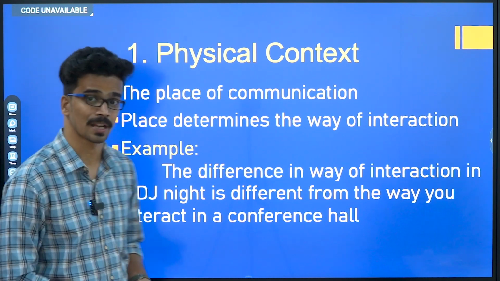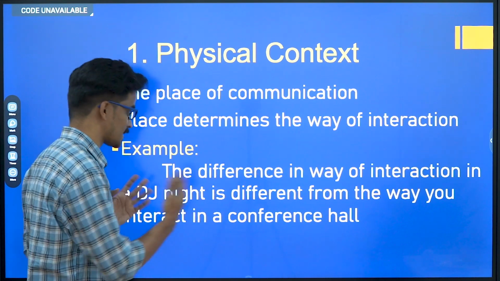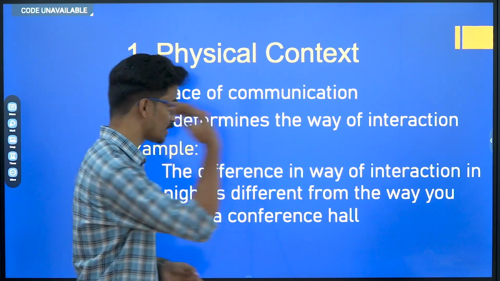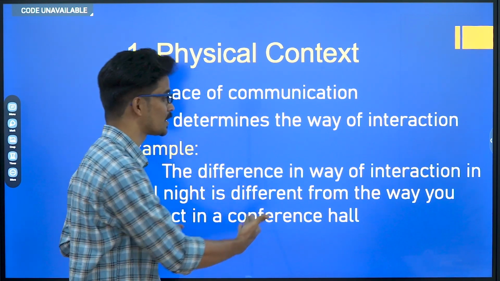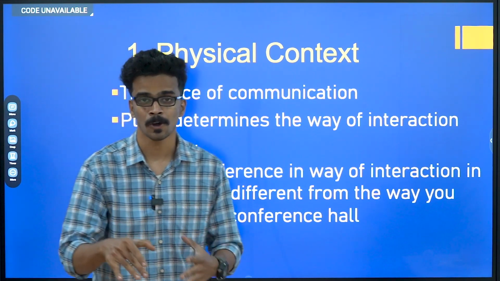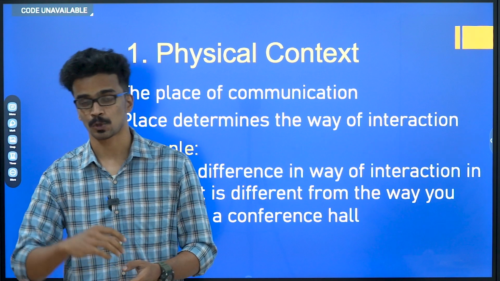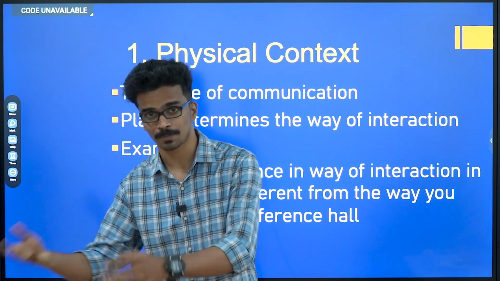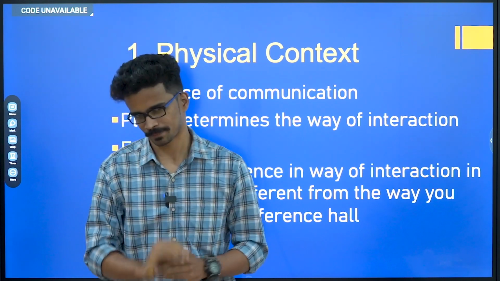Okay, the place determines our way of interaction. I have given you an example right here. The difference in the way of interaction in a DJ night is different from the way you interact in a conference hall. In a conference hall, you are supposed to stay silent because the other person is speaking. So you have to communicate something important to the other person sitting next to you. Okay, so there you keep a decorum.